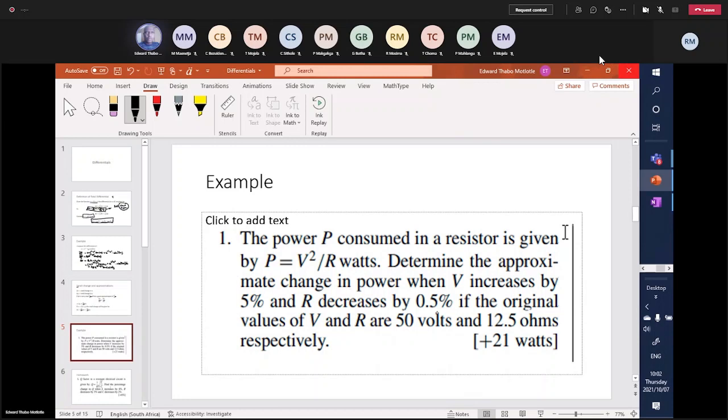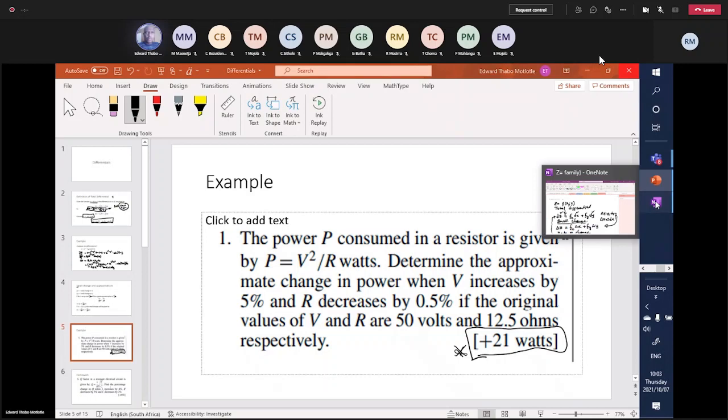And the answer that we're expecting to get, this is from your textbook. I took it from your textbook, Higher Engineering Mathematics. So the answer that we're expecting to get is 21 watts. So let's see if we will be able to get that. I want to check something in my notes. How will I approach this? Okay, so I'll go back to OneNote to solve this problem.